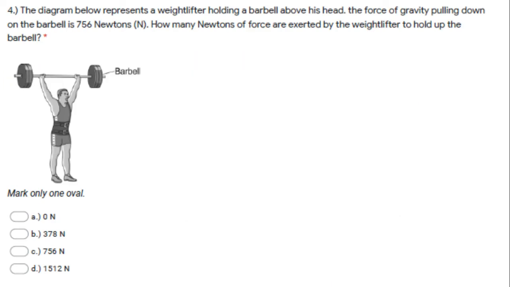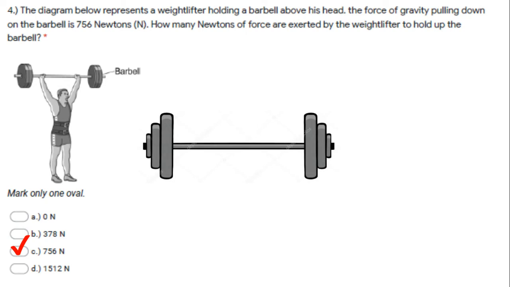Right, question 4. The diagram below represents a weightlifter holding a barbell above his head. The force of gravity pulling down on the barbell is 756 newtons. How many newtons of force are exerted by the weightlifter to hold up the barbell? Is it A, 0 newtons, B, 378 newtons, C, 756 newtons, or D, 1,512 newtons? Right, the correct answer choice is C, 756 newtons.